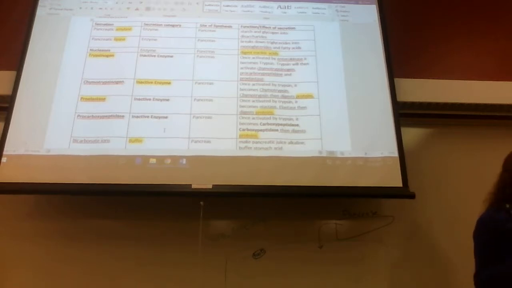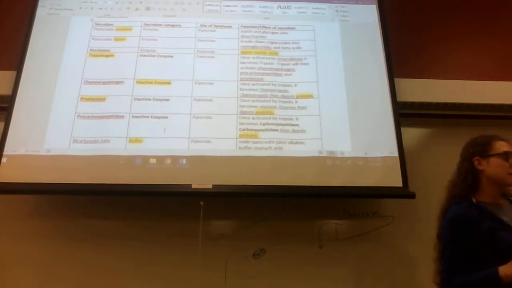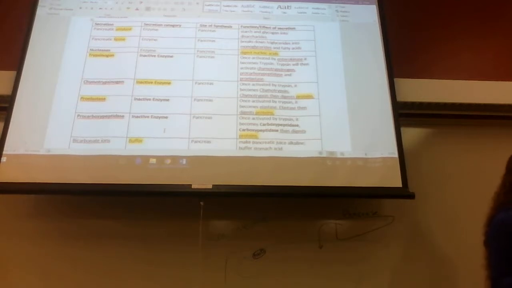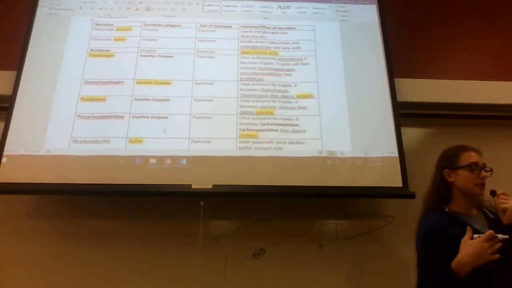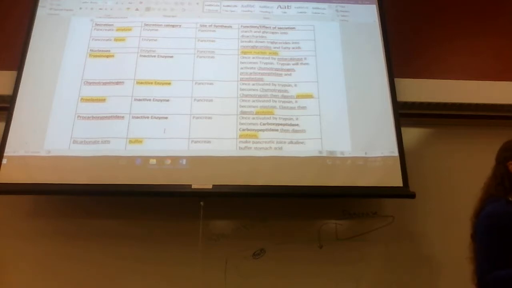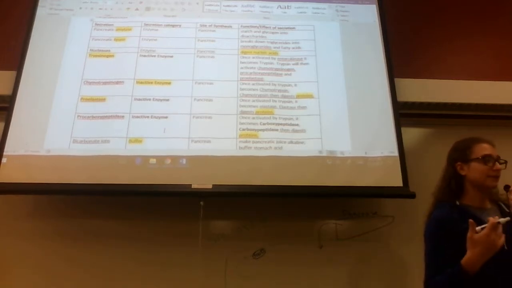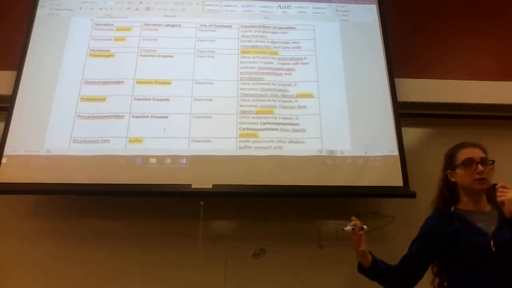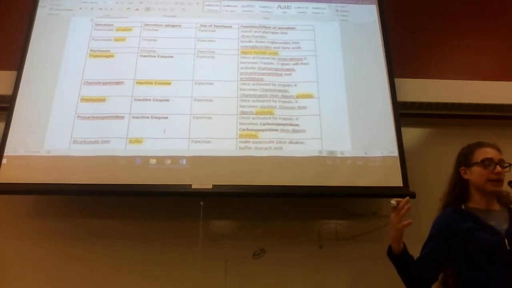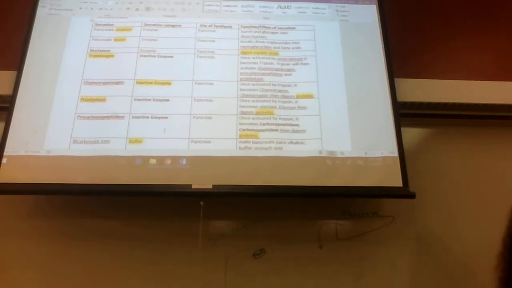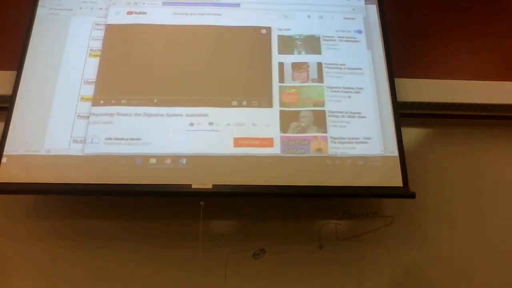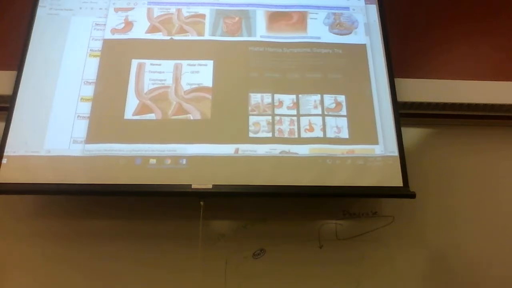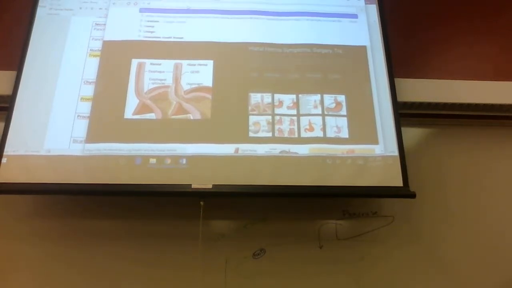Your pancreatic lipase is an enzyme synthesized in the pancreas, not very specific, and it breaks down triglycerides into monoglycerides and fatty acids. So triglycerides tend to be a big molecule. Monoglycerides and fatty acids are smaller. So I'm going to pull up a picture really fast to show you what a triglyceride looks like. And you don't have to know this for an exam, but it's just helpful to see what I'm talking about.